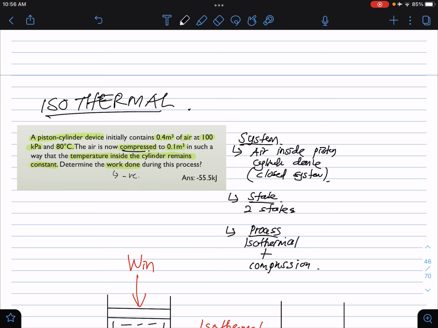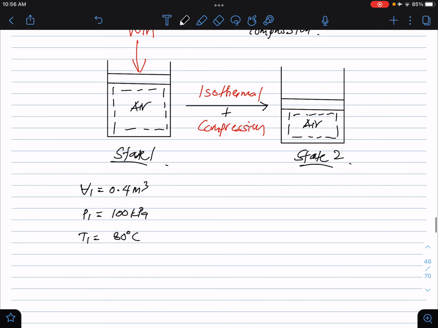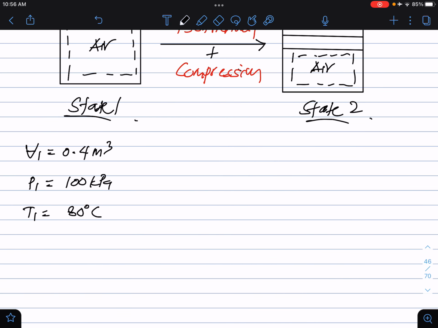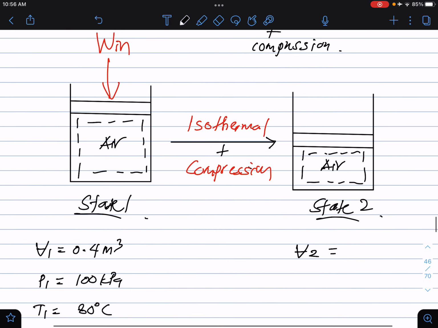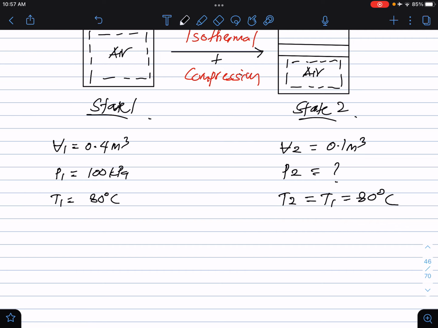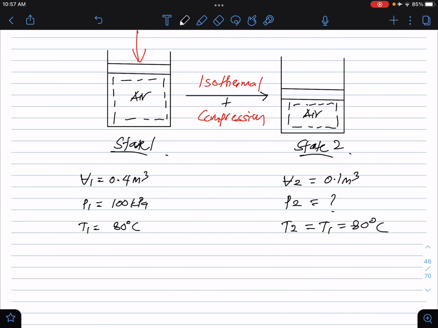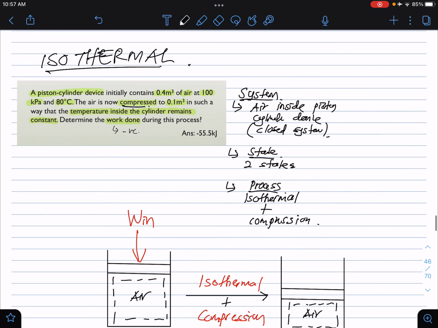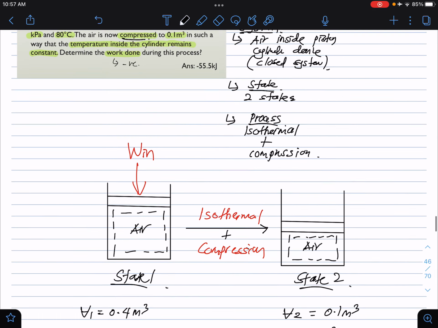the air is now compressed to 0.1 meter cube, so that is the property that is changed, given in the question, 0.1. Okay, how about P2 and T2? We do have T2 because this is a constant temperature, so it will equal T1. P2 is not mentioned, but I think the pressure will increase due to the compression process. So look at the question. They ask you to find the work done during this process.